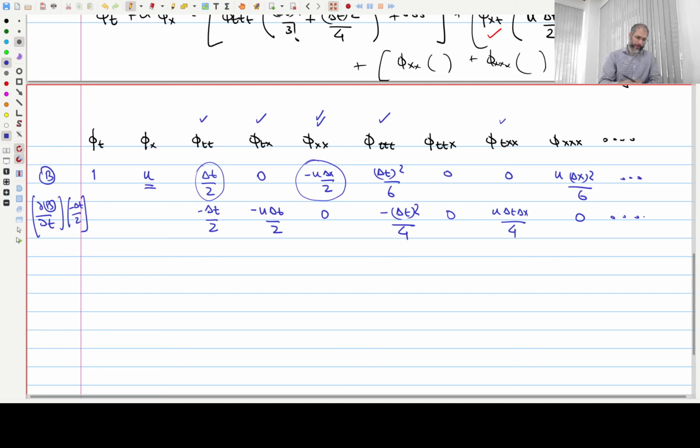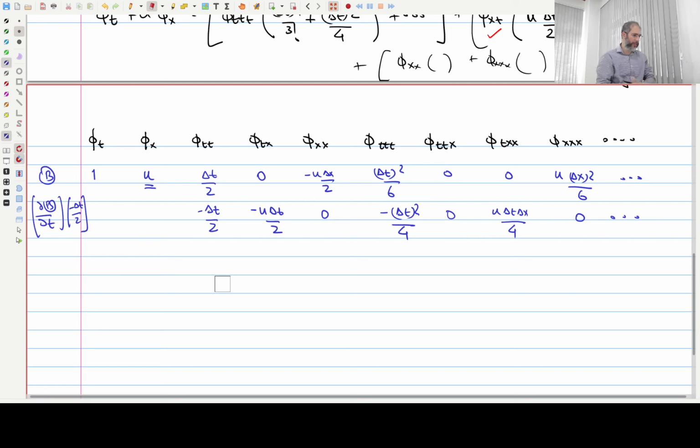So now I know with confidence that if I add these two, the coefficient of phi tt will become 0. Okay, good. But there are more steps associated with this.